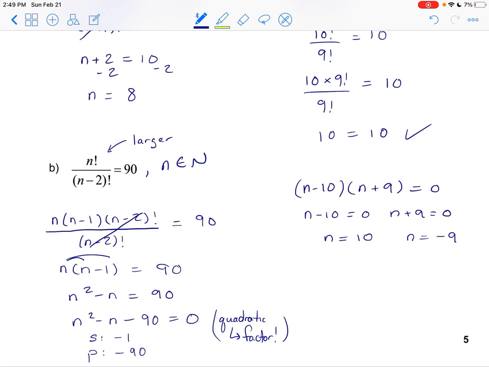But remember, back to the original problem, n must be a natural number. Minus 9 is a negative number, so that's not a natural number. So we're not allowed to have a negative here for this little n. So we're going to cross that out and reject it. So the only answer to this problem for n is equals 10.